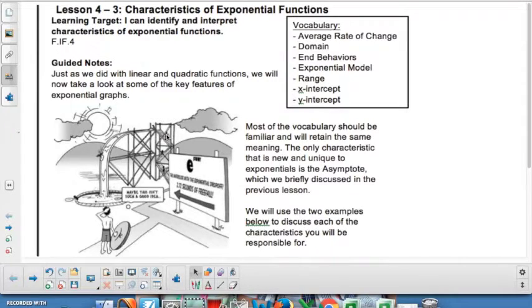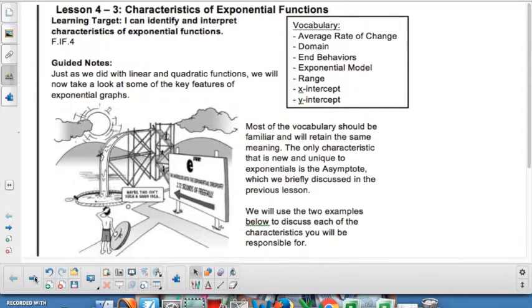We're going to go through each of them individually, like I said in the intro, in just short little videos. Most of the vocabulary is going to be familiar, so I'm not going to go over the vocabulary in detail, but if you need to refresh yourself, you can always go back and look at that glossary or previous videos. There's only one characteristic that's new and unique to exponentials, and that's the asymptote. We've talked about it a little bit as you were graphing, so I'm going to try and go into more detail with that for you in one of these videos.